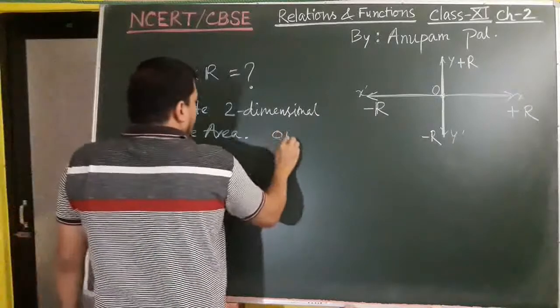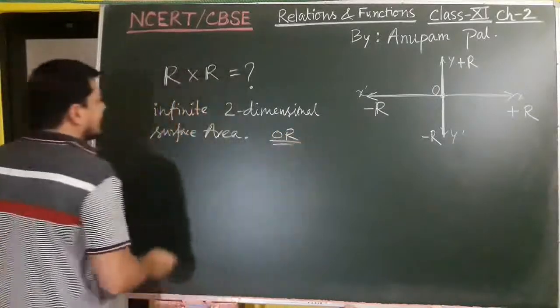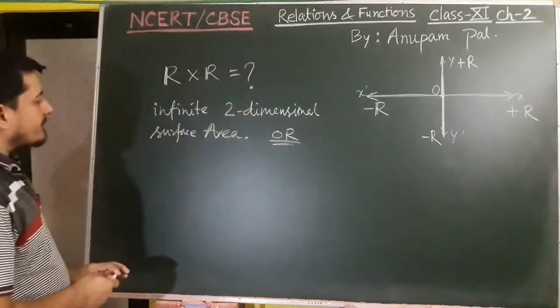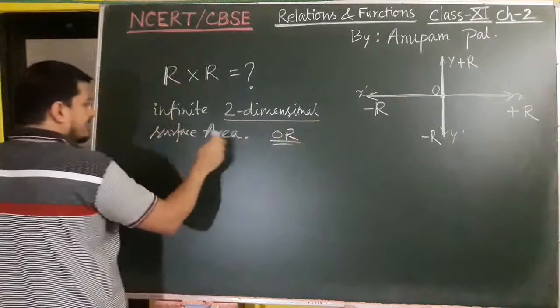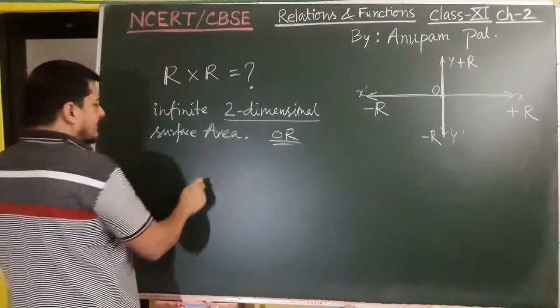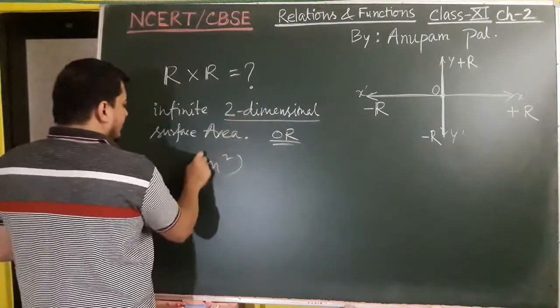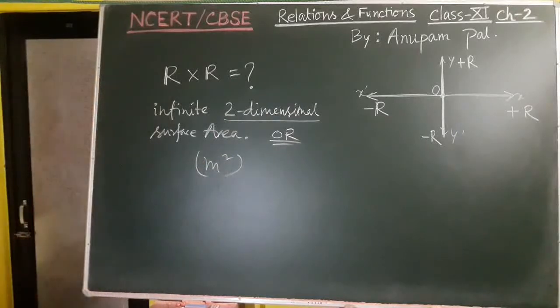Or you can say, what will be its dimension? It will be 2-dimensional, and its unit, if it is in meter, will be meter square. Please understand this one.